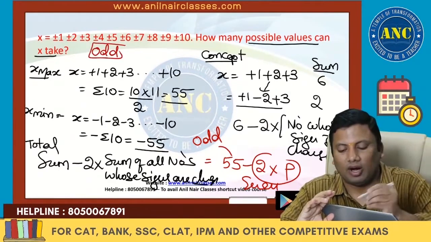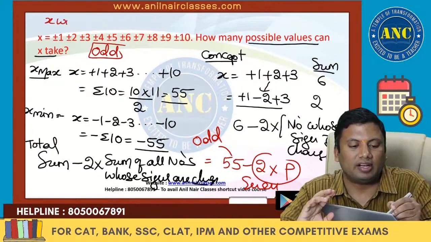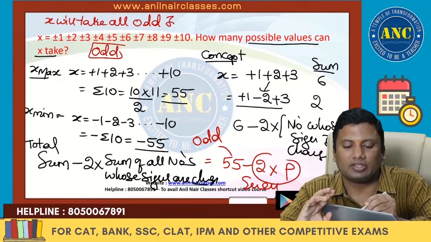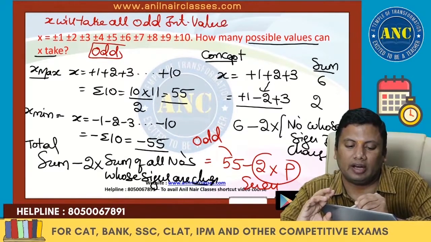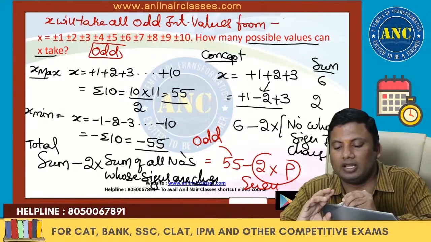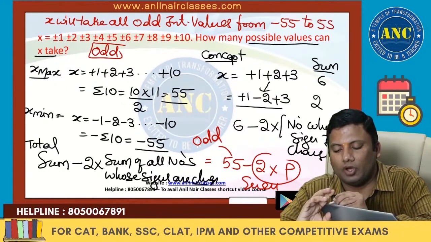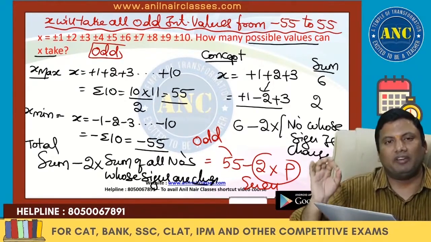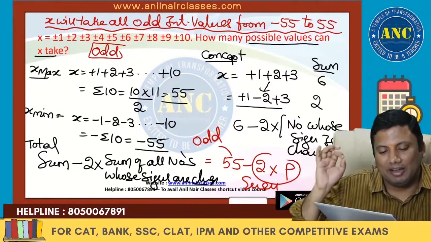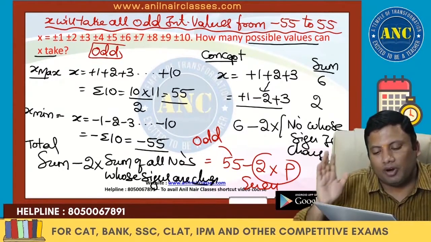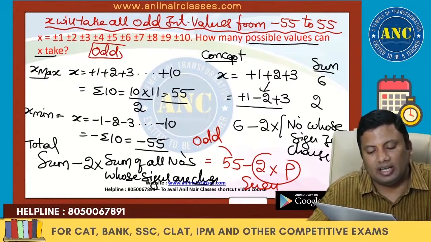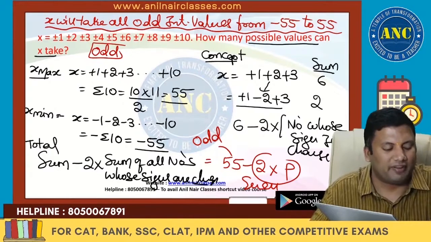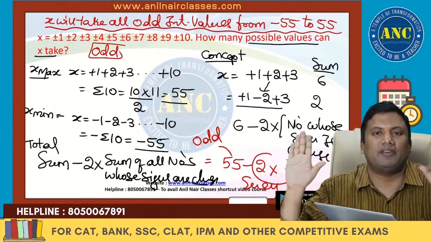That means what are the values x will take? X will take all the odd integral values from minus 55 to 55. Very good question, sir. If x is maximum, all are plus, so the summation to 10 is 55. X is minimum means all are minus, which is minus 55. Between minus 55 and 55, the value oscillates.